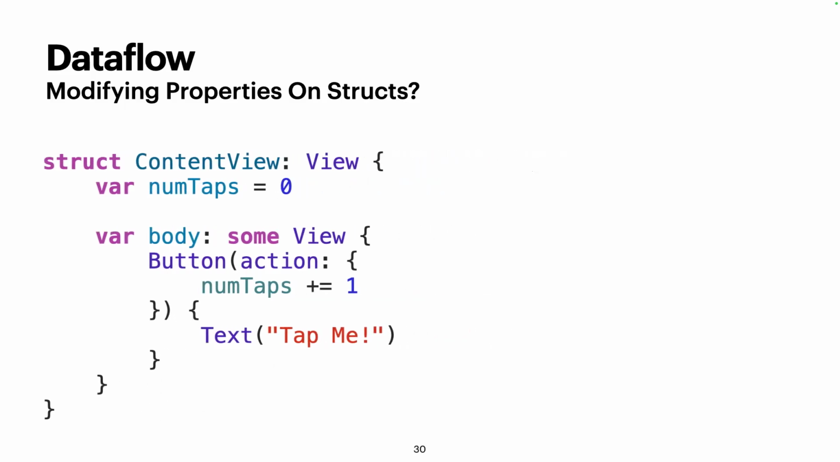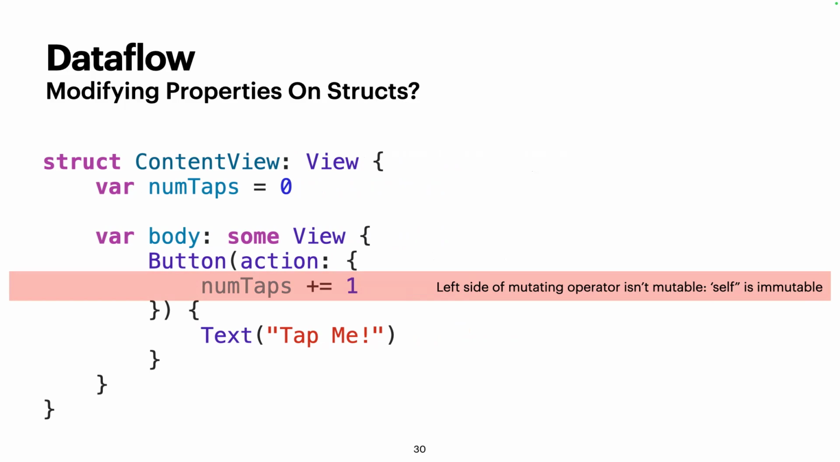However, we have a problem, right? When you try to do this in Xcode, you're going to get this error: left side of mutating operator isn't mutable. Self is immutable. My goodness, what does this mean? All right, this is very archaic. This doesn't make any sense. Well, as we talked about, structs are value types. And what it means is that once you have created a struct, you can't change that variable anymore. In a sense, our structs are immutable. Once you create it, you can't really change it. So inside of this struct, this view, we have this variable called num taps. And once it's created, the properties within the struct can't change.